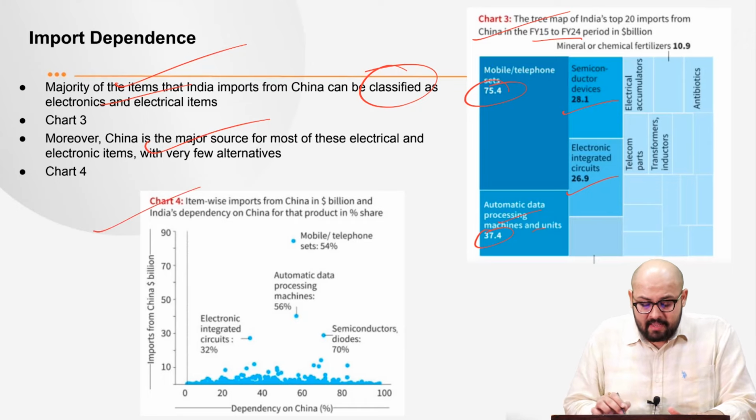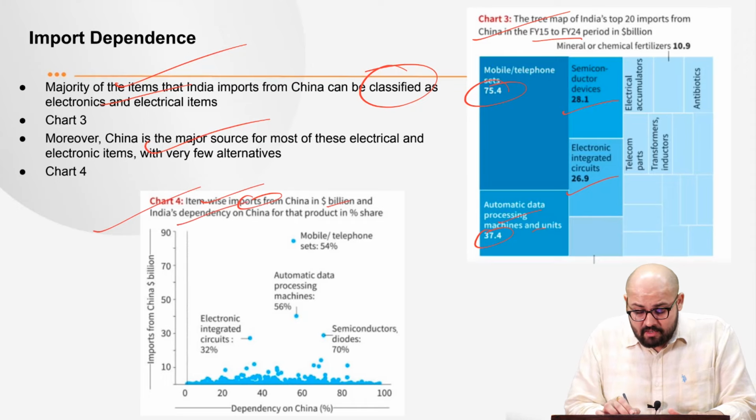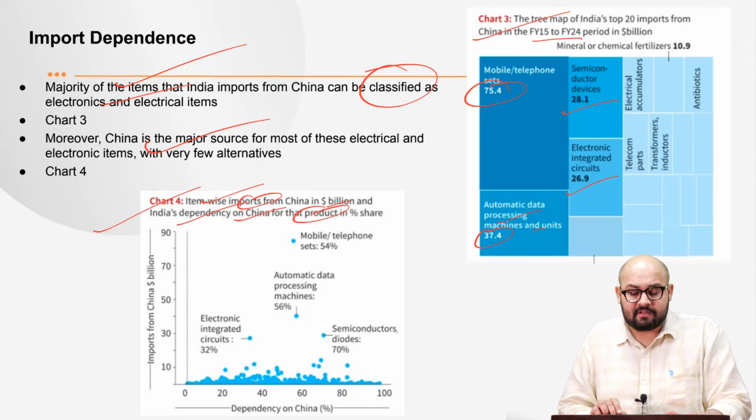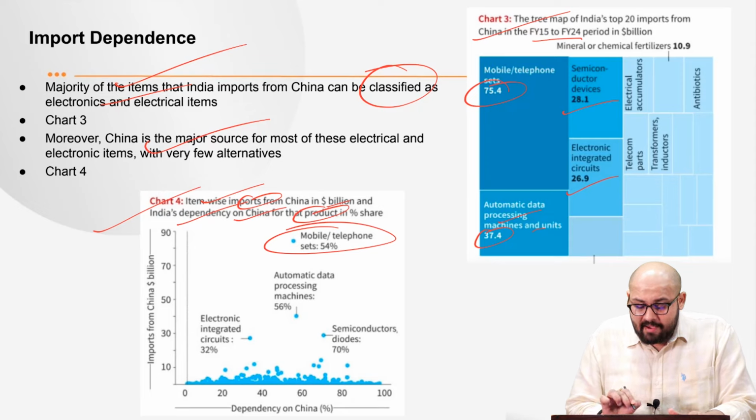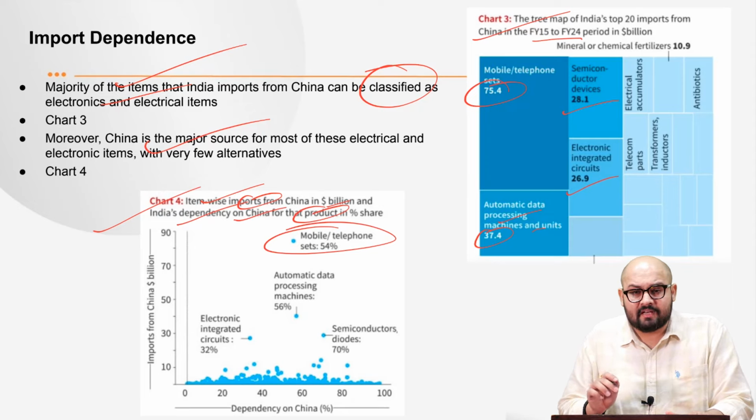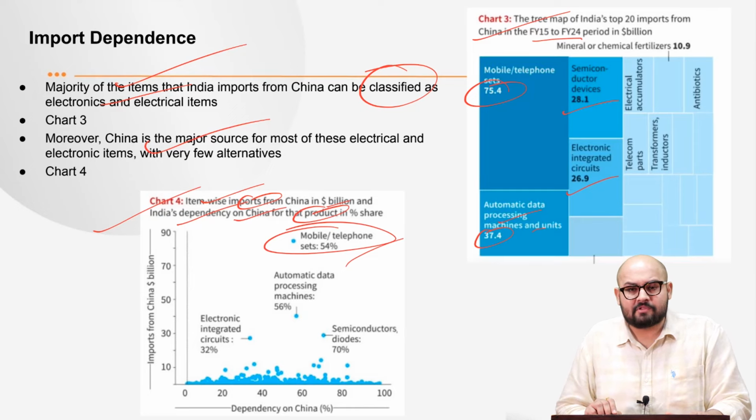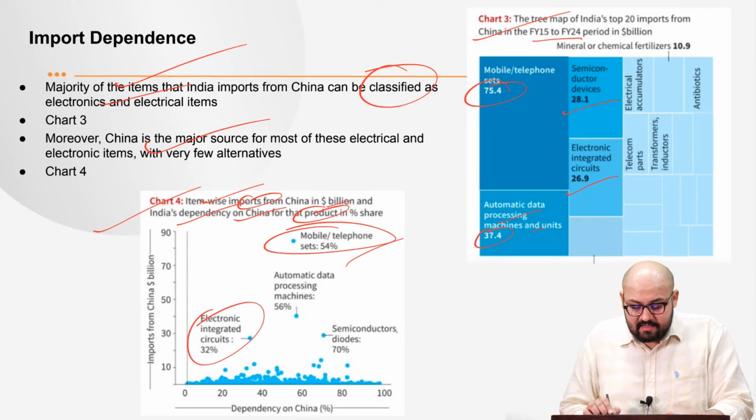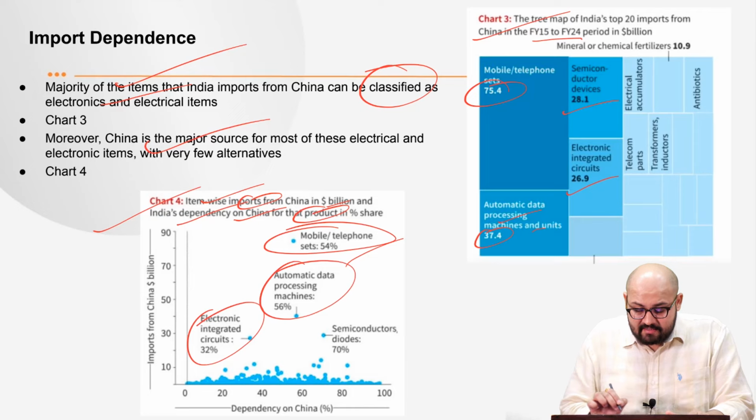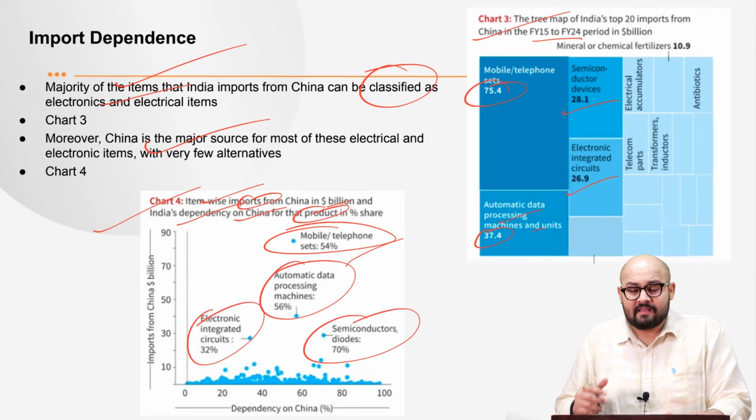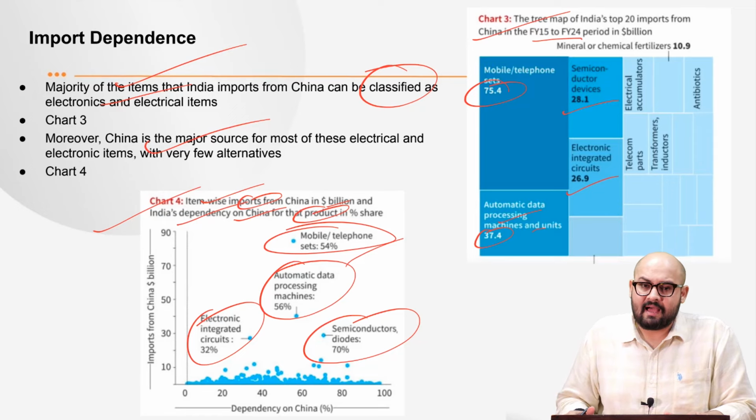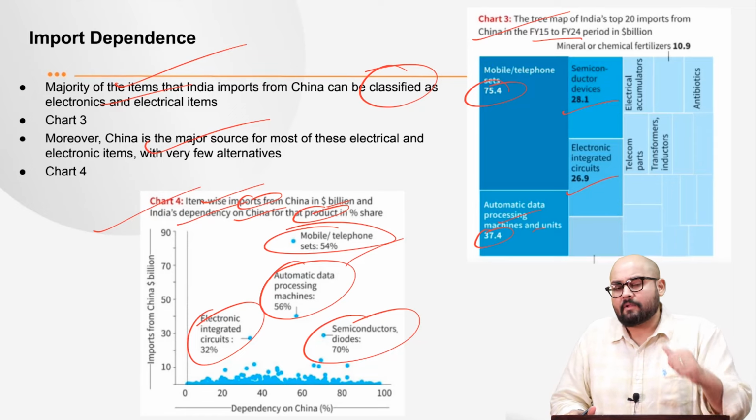So look at chart 4. It gives item-wise imports from China in $1 billion and India's dependency on China for that product in percentage share. Look at mobile and telephone. 54% of India's imports of mobiles are actually from China, right? Then we have electronic integrated circuits, 32%, automatic data processing, 56%. Then you've got semiconductor diodes, 70%. This is the dependency which India has on China.